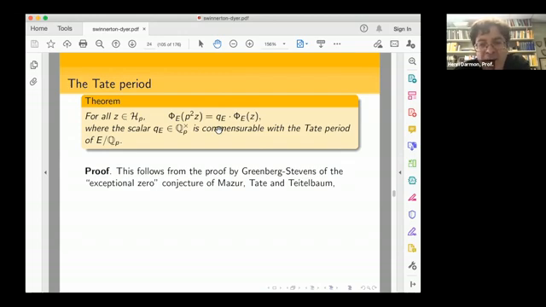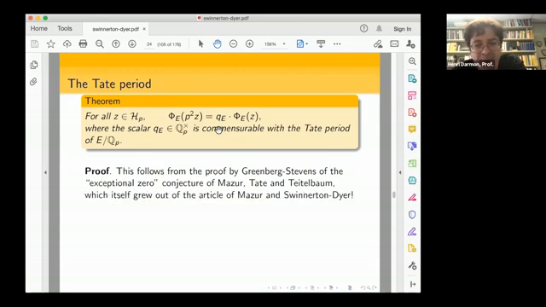So one recovers this Tate period, and the proof of that theorem follows from the proof by Greenberg-Stevens; it is really a formal consequence of the proof of the exceptional zero conjecture of Mazur-Tate-Teitelbaum, which was proved by Greenberg-Stevens in another paper, which was extremely influential. But again, note the ancestry, so to speak. This work of Greenberg-Stevens grew out of the work of Mazur-Tate-Teitelbaum, which itself was strongly influenced by this earlier work of Mazur and Swinnerton-Dyer.